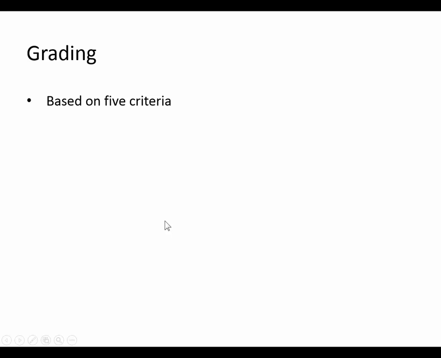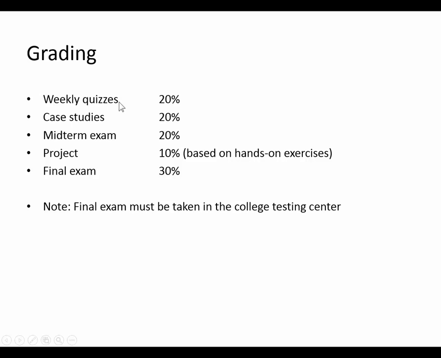Grading. Your grade is based on 5 criteria. The weekly quizzes altogether make up 20% of your grade. Case studies make up 20% of the grade. The midterm, which is taken online, makes up 20% of the grade. The project, which is based on the hands-on exercises that you do during the course, makes up 10% of the grade. And the final exam makes up a full 30% of your grade.